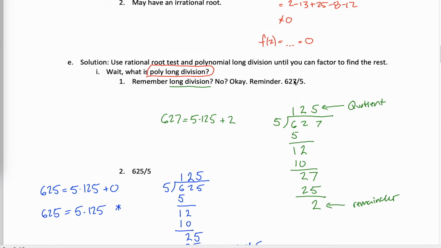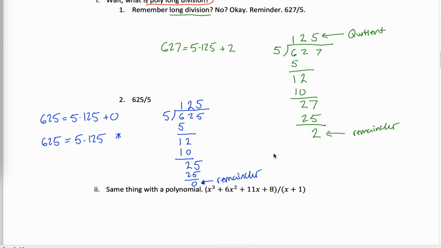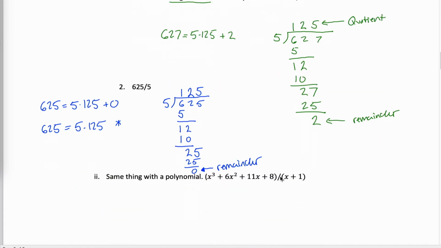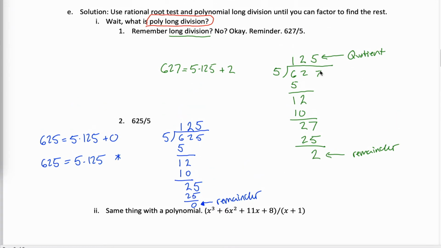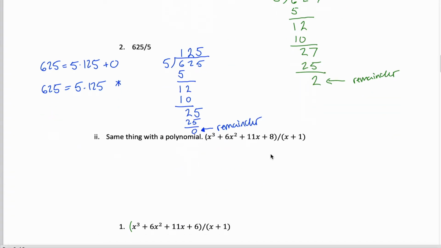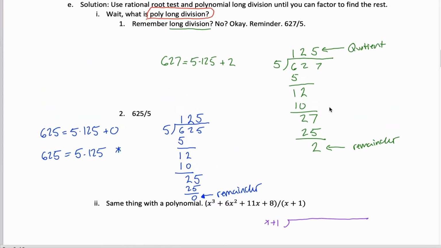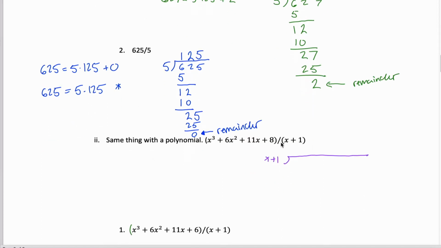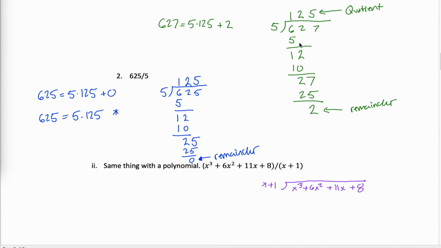So think, playing the role of the 627 is this long polynomial, and playing the role of the 5 is this x plus 1. Well, the way I set things up over here is I took the number down on the bottom and put that on the outside of this little symbol. So I guess I could do the same thing here. I could put x plus 1 on the outside of this symbol, and then on the inside of the symbol is this 627, the thing up on the top. Well, the thing up top here is x cubed plus 6x squared plus 11x plus 8. Things will be a little bit different down here because we're dealing with polynomials instead of numbers, but I think we can use the same overall strategy that we used up here.